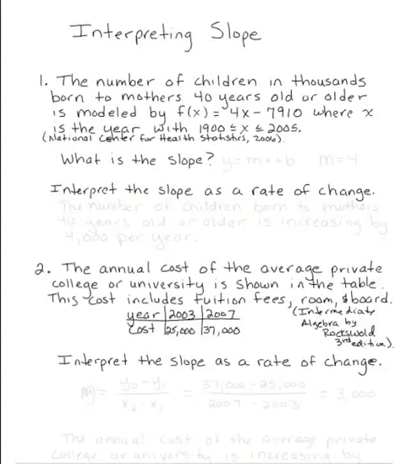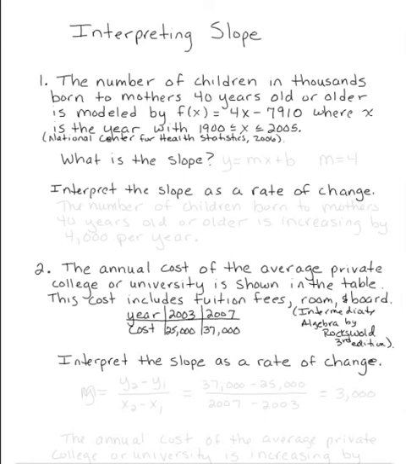Interpreting slope. Here we're going to be looking at two problems where we need to interpret the slope. Number 1 states that the number of children in thousands born to mothers 40 years old or older is modeled by f of x equals 4x minus 7,910, where x is a year and x is between 1900 and 2005. The first question asks, what is the slope?